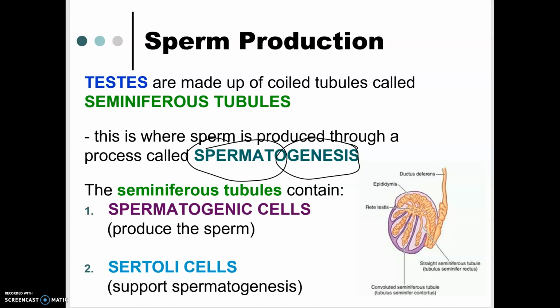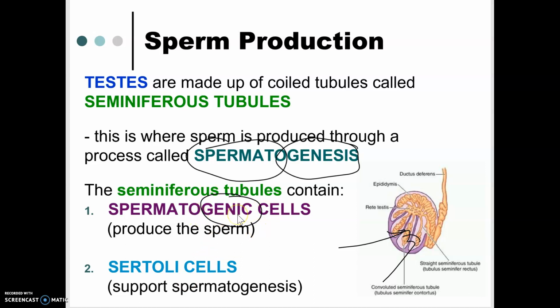Now, inside these tubules in here, here's our seminiferous tubules. Inside the testes, we're going to have 2 different types of cells, the spermatogenic cells, and again, there's the genic part here. Those are the ones that are going to produce the sperm, and then we get these Sertoli cells, which are going to be there to help the process of spermatogenesis. Okay, so inside the testes, we have these seminiferous tubules. Inside these tubules, we have 2 different types of cells.